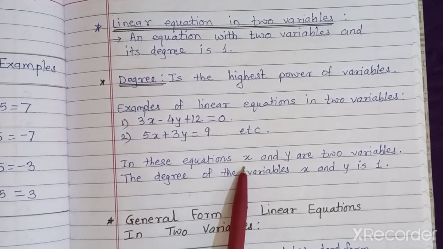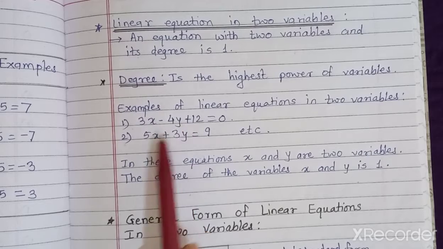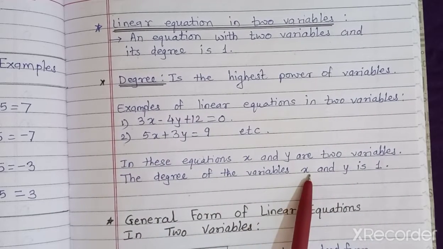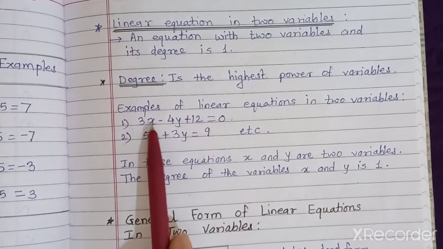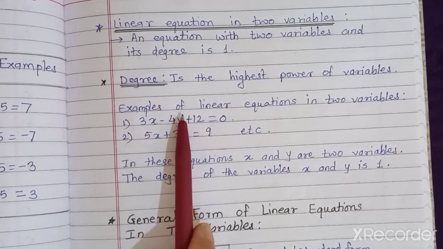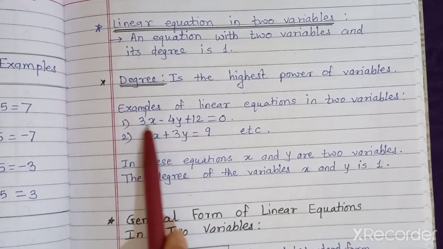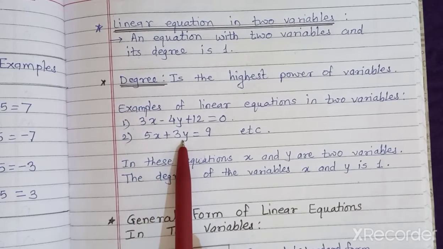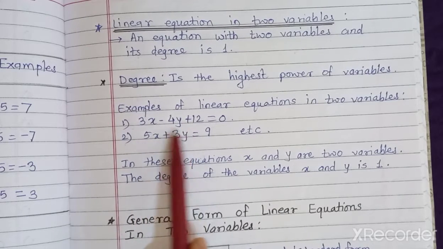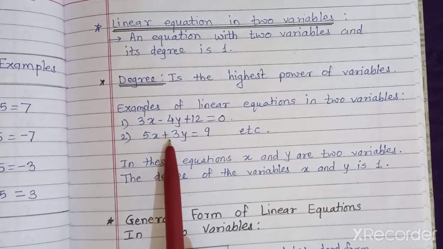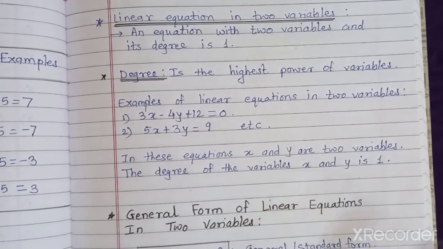Now in these equations you can see x and y are the two variables and the degree of the variables x and y is 1. Here you can see the highest power of x is 1, y is also 1. So in overall, what is the highest power? That is 1. In the second example also, the highest power of variables is 1. So these types of equations are called linear equations in two variables.